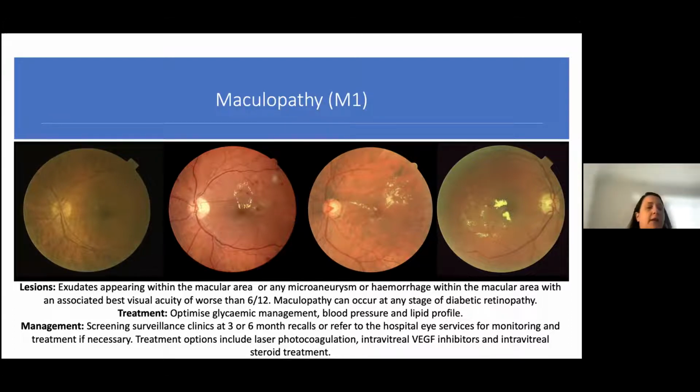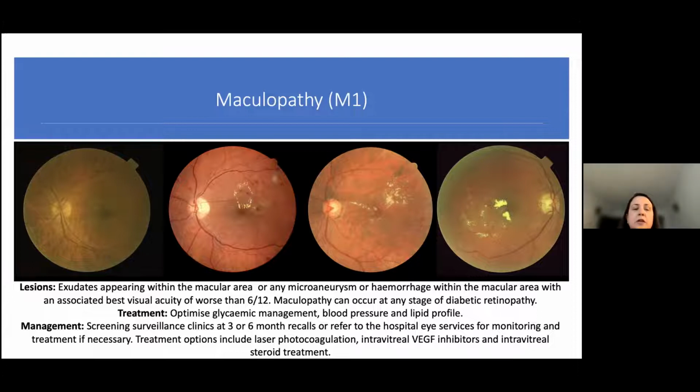There are some services in England, I believe, that have the OCT cameras as part of screening, and they would then have screening surveillance clinics at 3 to 6 month recalls. So you could go into one of those, but in Wales we don't have those as yet. Maybe something for the future, but we haven't got the OCT cameras, so we would refer you in to ophthalmology just to have that extra image taken.